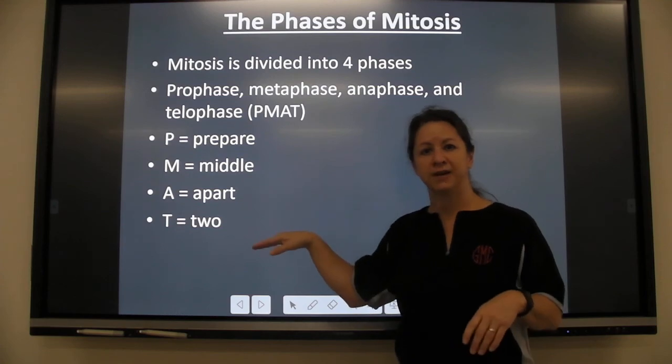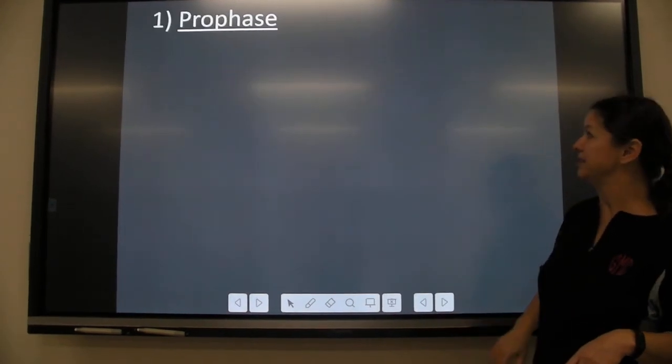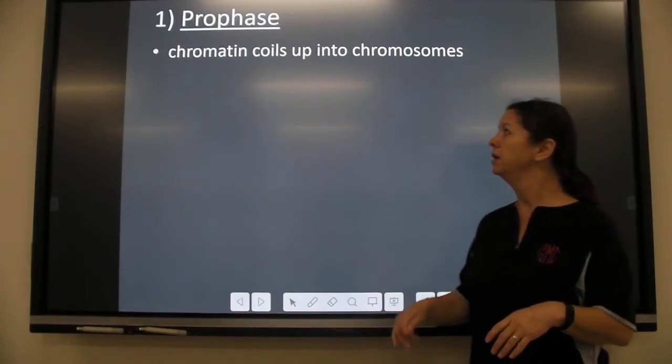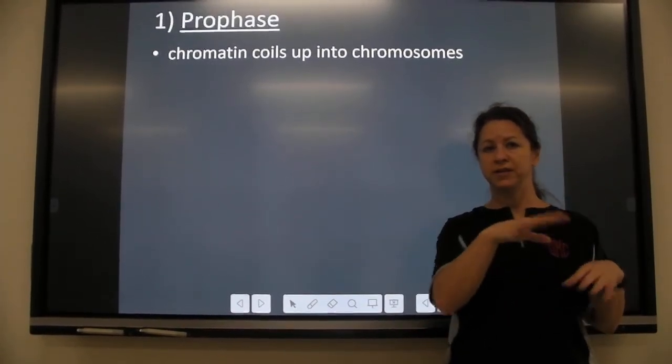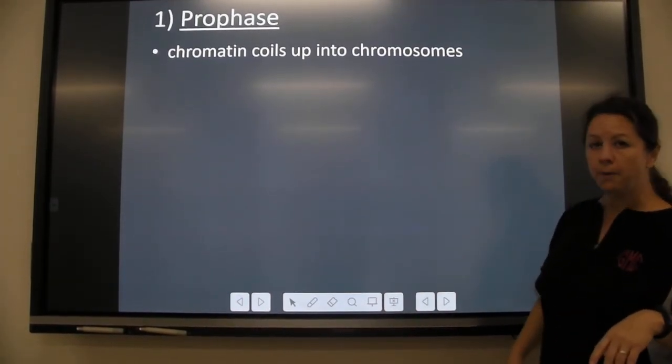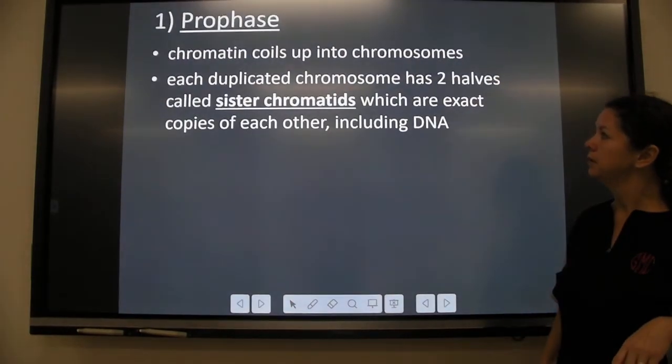And in telophase, you finally get two. So let's look at what is actually happening in those phases. In prophase, chromatin, long tangled spaghetti-like strands of DNA, coil up into chromosomes.